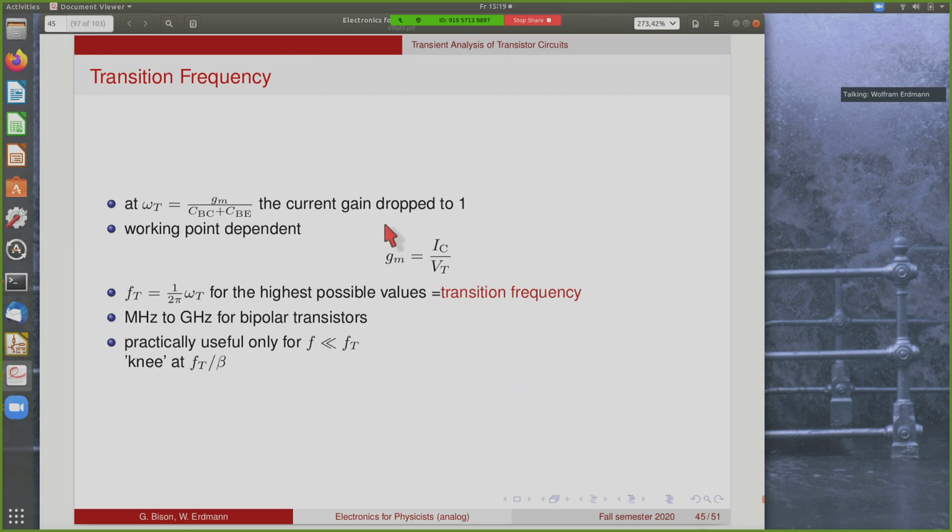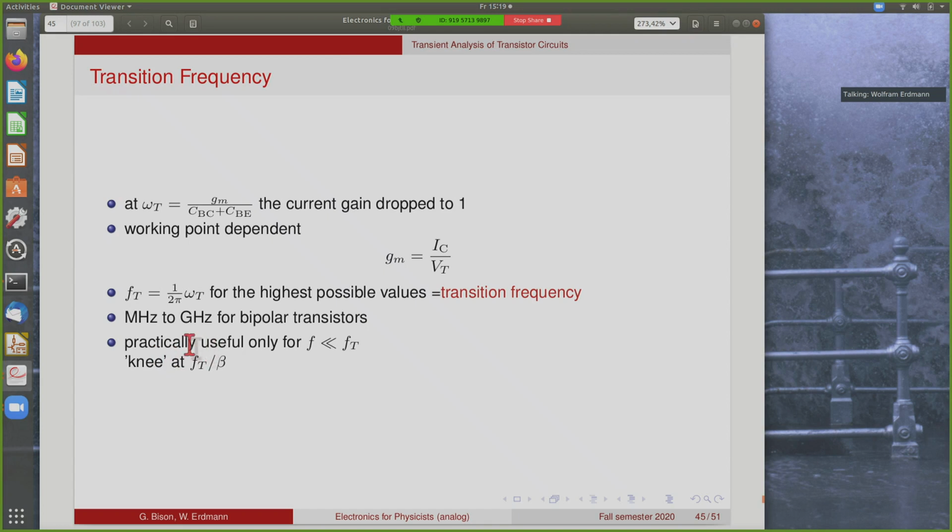This is a frequency in radians. In terms of normal frequencies, you will of course multiply this by 1 over 2 pi, and then it's called the transition frequency. This is typically in the range of several megahertz up to gigahertz for the fastest bipolar transistors. So bipolar transistors can be extremely fast, and Ft is a number that characterizes how fast you get.